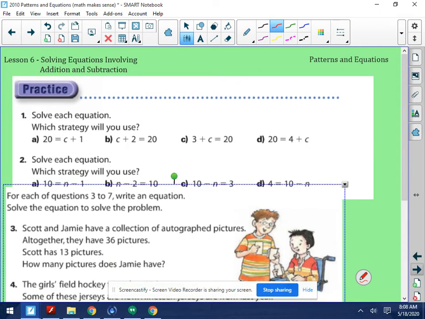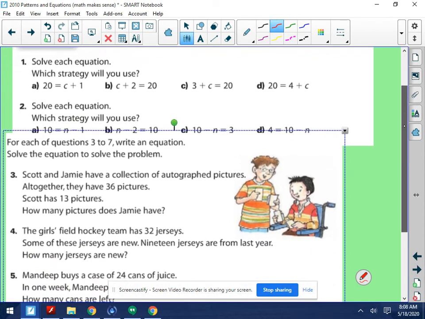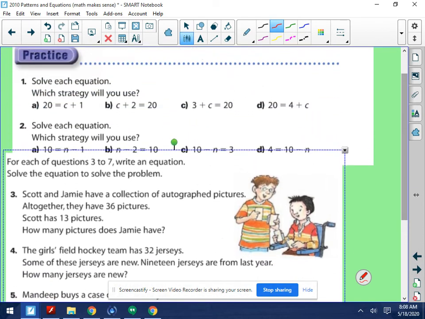So now, in the Google document that you have for this lesson, you're going to solve the questions here. All you simply have to tell me is what C equals. So for 1A, 20 equals C plus 1. Well, C has to equal what? What plus 1 will give me 20? 19. 19 plus 1 will give me 20, so C equals 19.